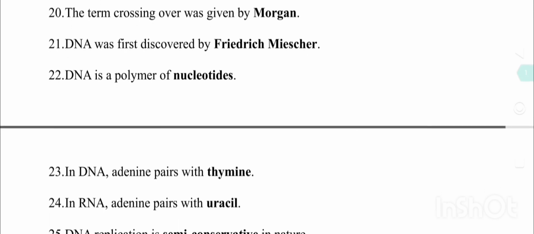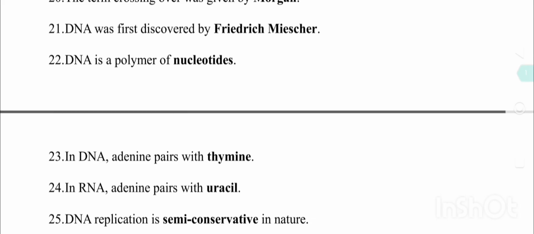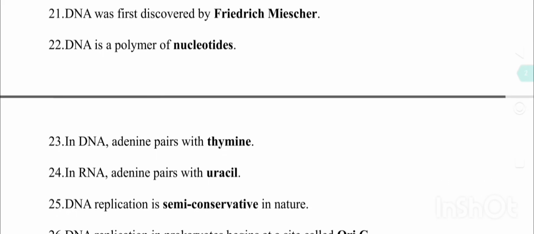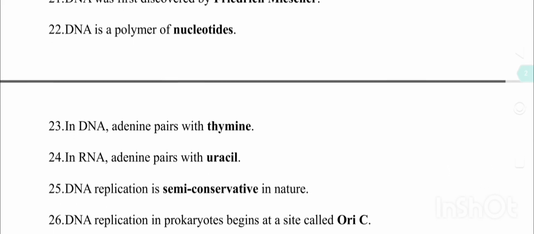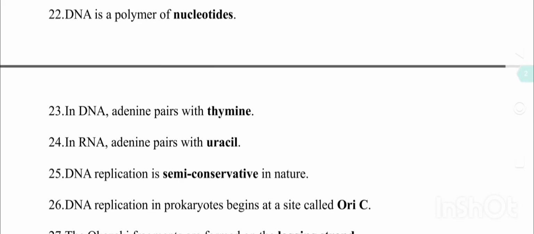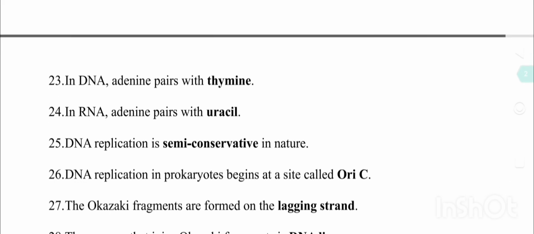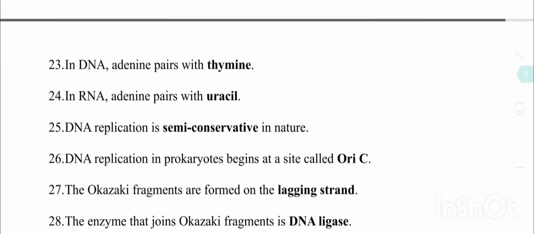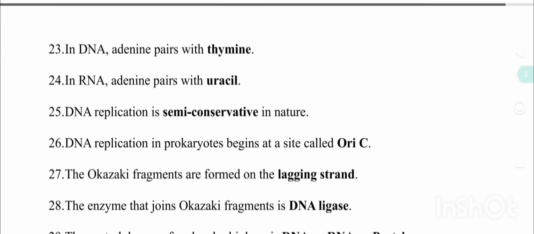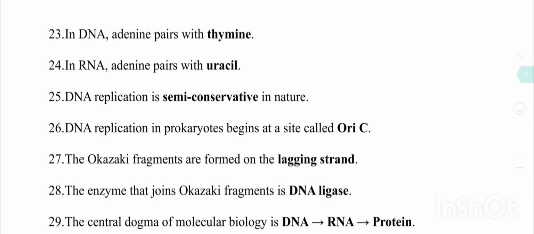22. DNA is a polymer of nucleotides. 23. In DNA, adenine pairs with thymine. 24. In RNA, adenine pairs with uracil. 25. DNA replication is semi-conservative in nature. 26. DNA replication in prokaryotes begins at a site called Ori C.